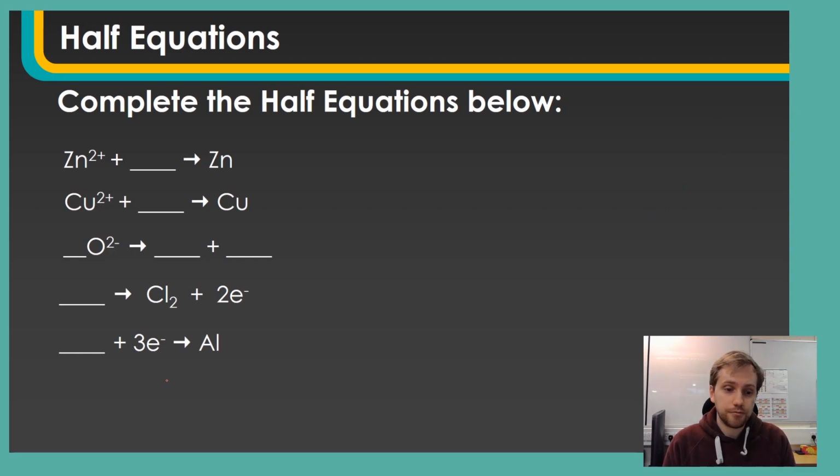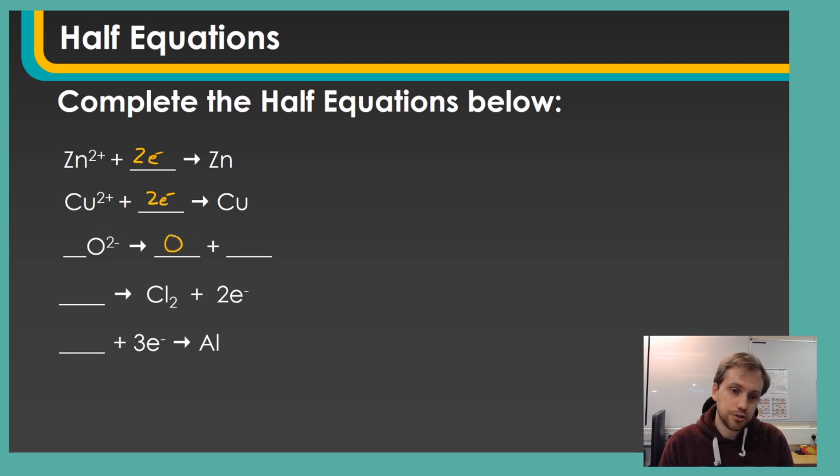Hopefully that's enough time for you to have completed those questions, so we'll just go through them quickly now. So zinc 2+ becomes neutral discharged zinc. To do that, we need to add 2 electrons to it. Exactly the same thing for copper. Currently it's 2 positive. We need to add 2 negative electrons to make it neutral.